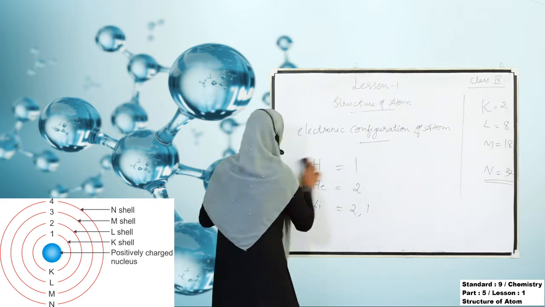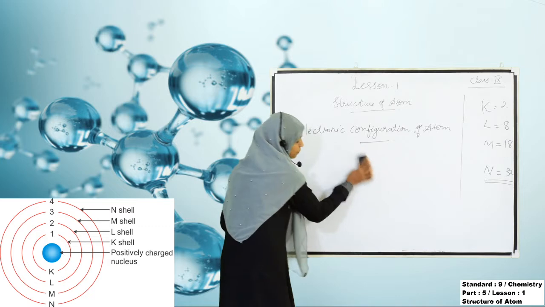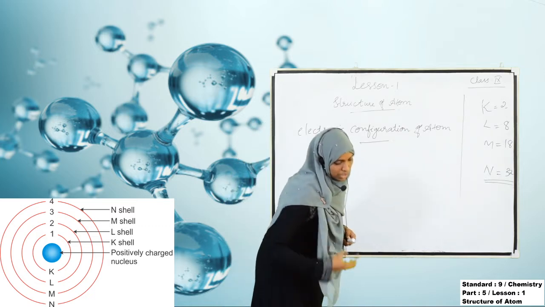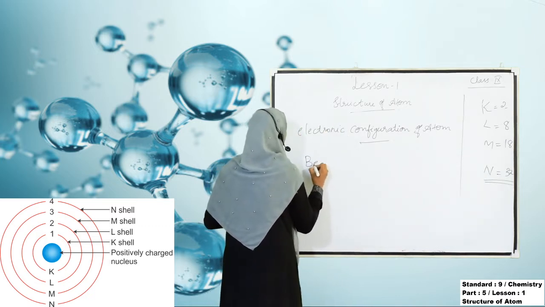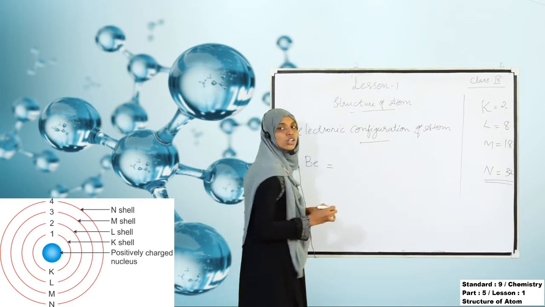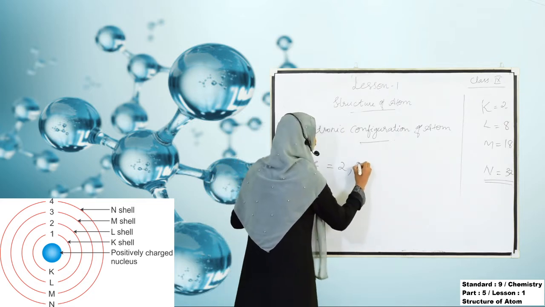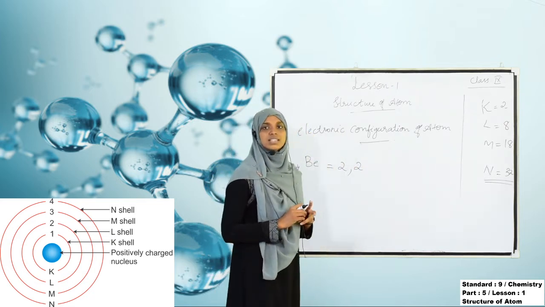Then we can check another example, beryllium. What is the atomic number of beryllium? The atomic number of beryllium is 4. We can write the electronic configuration 2, 2. The electronic configuration is 2, 2.